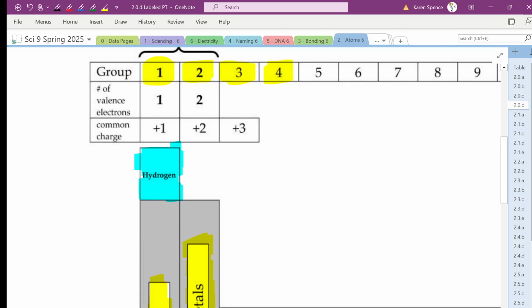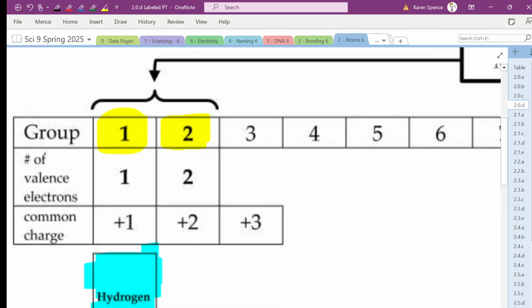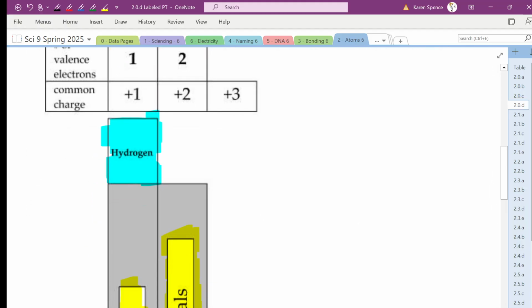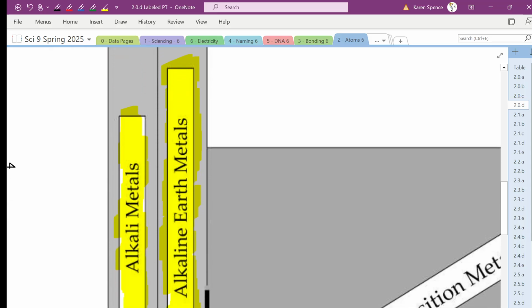All of the metals in group 2, if you look at the top of your periodic table, you're going to see group 2. Those are called the alkaline earth metals.